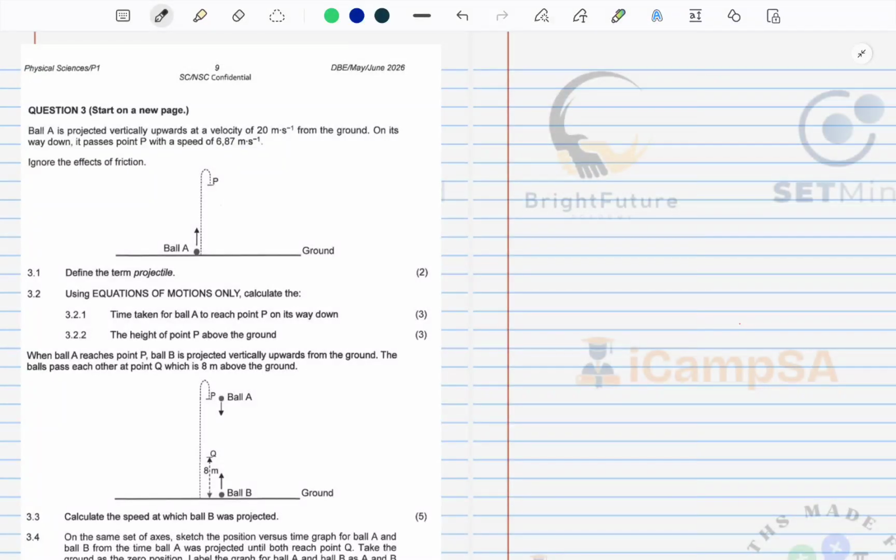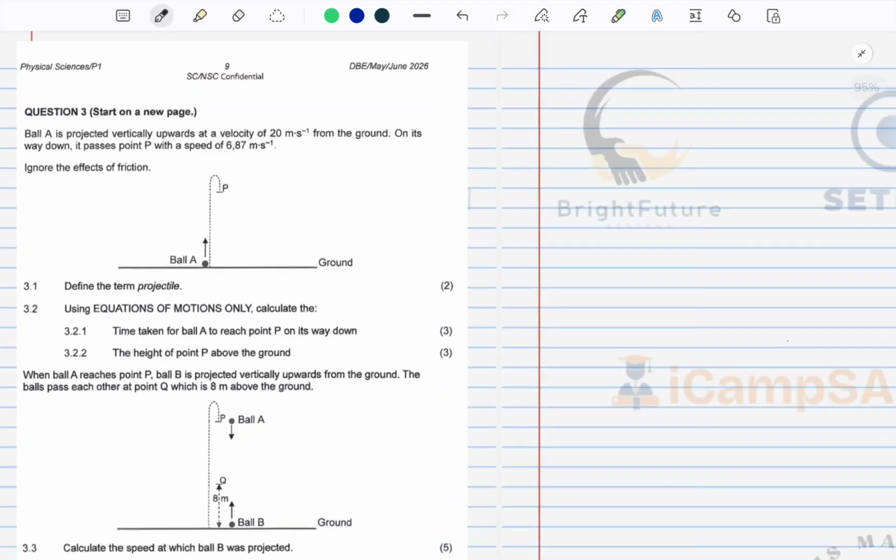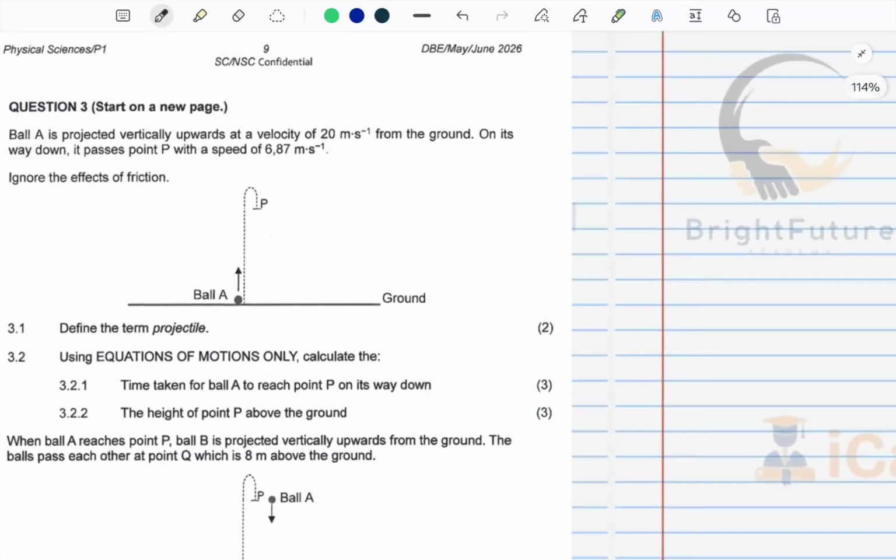Okay, question 3. So here we've got ball A projected vertically upwards at a velocity of 20 meters per second from the ground. Then on its way down, it passes point P with a speed of 6.87 meters per second. Ignore the effects of friction. Okay, and then we can see this diagram here. This is the path that is followed by the ball, or ball A.